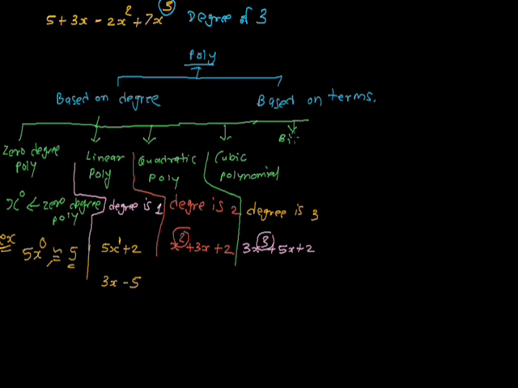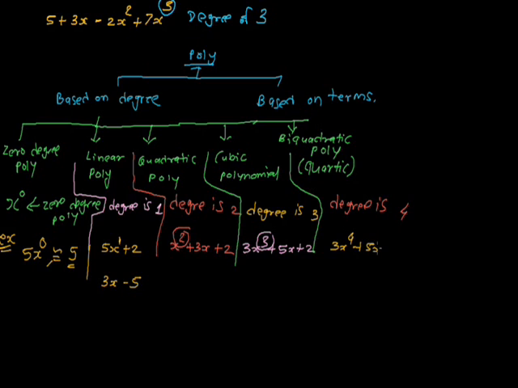And the last one is biquadratic polynomial, whose second name is quartic polynomial. In this polynomial, the highest degree of x is 4. Again we see one example, 3x raised to power 4 plus 5x minus 2.